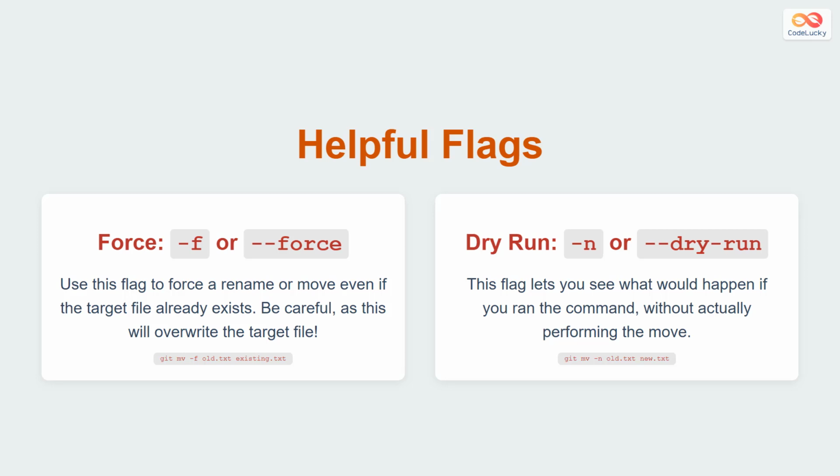There are a couple of helpful options you can use with git move. The force flag lets you proceed with a rename even if a file with the new name already exists, though you should be careful as it will overwrite the file. The dry run flag is a safe way to preview what the command will do without actually making any changes.